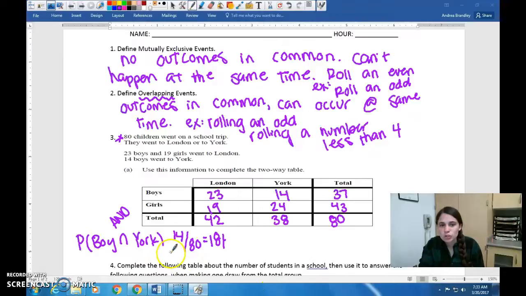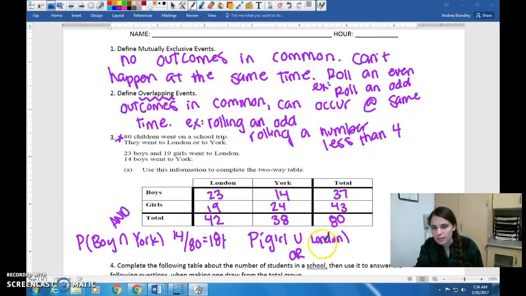So that's fairly straightforward. The one where this overlapping events really matters is actually with the union. I think I might have said intersection earlier, but it matters with a union. So let's look at a union. Let's have the probability that it's a girl union with London. So reminder, union means or. So this is the probability that we pick someone who's a girl or someone who went to London.